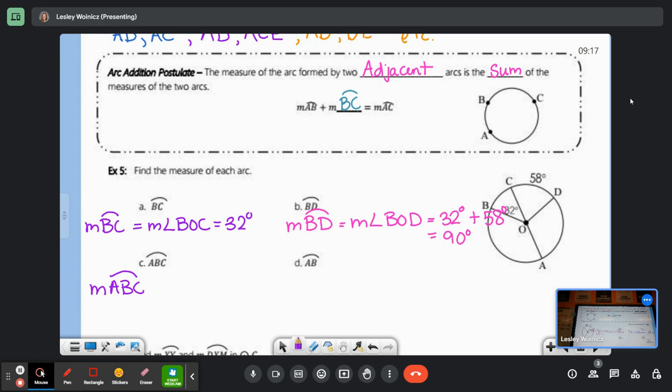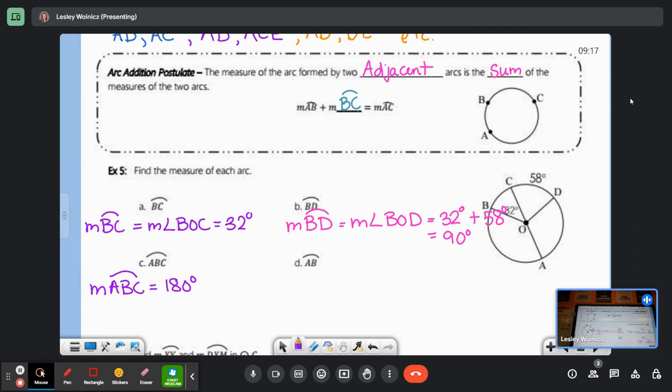The question was, do we have to write the M? ABC is the arc. The measure of ABC is the measure of the arc. It just distinguishes it from the figure.